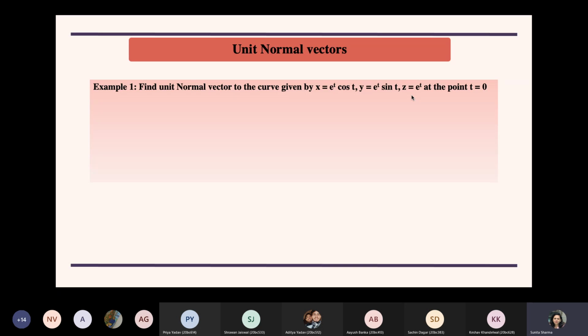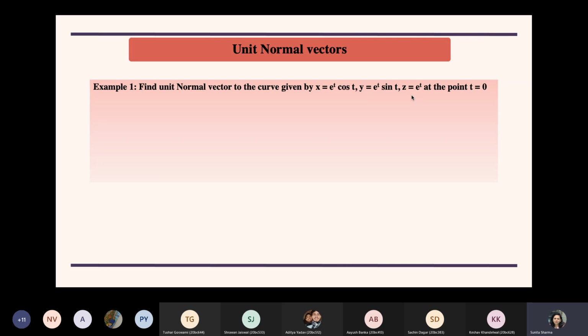Tushar? Yes, ma'am. How do you find the unit normal? Ma'am, we know the T(t) from the previous question, i plus j plus k by root 3. Then we'll differentiate that. So how would you differentiate i plus j plus k? I mean, it will be 0. There is no t there.